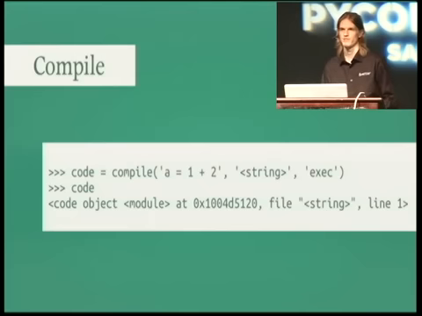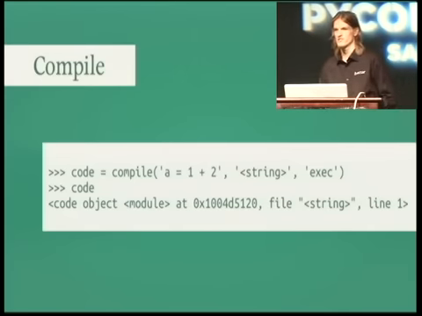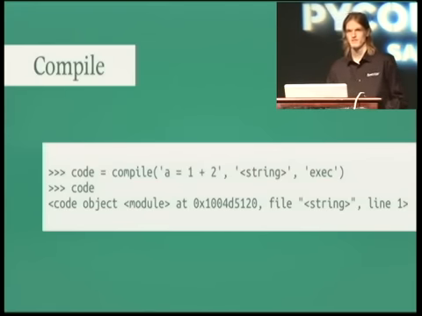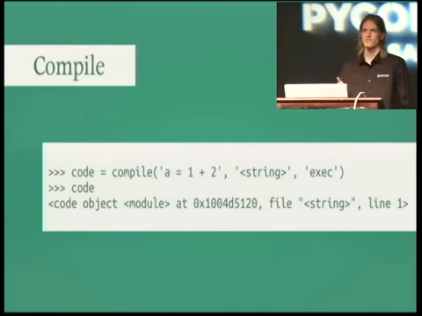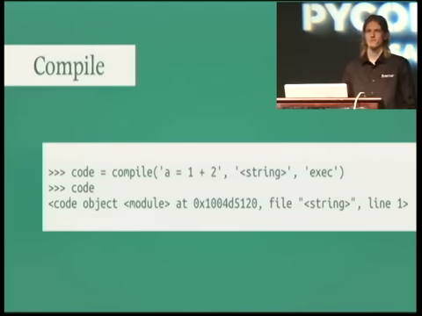It could be exec, in which case it can contain any statements. It could be eval, in which case it can only be an expression. And there's a third type called single, which is used by the interactive Python shell, where the last expression in a list of statements can actually be printed out. And what you get back is a code object. This code object contains all the information that the Python interpreter needs to evaluate this code.